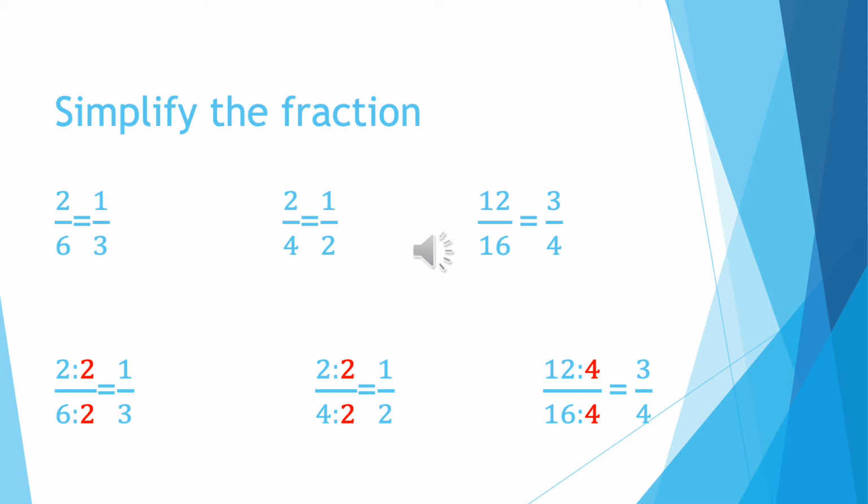And 2 over 4, we also divide by the biggest number, that is 2. So it becomes a half. And for the third, we divide 12 over 16 by 4 over 4. Because 12 and 16 can be divided by the biggest same number, that is 4. So it has the simplest form, 3 over 4.